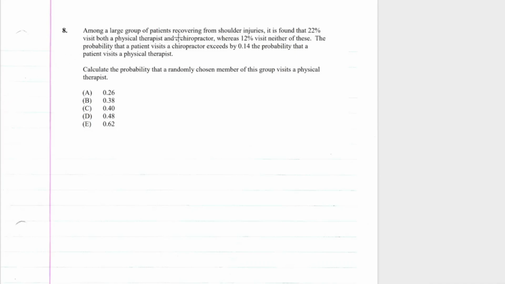Among a large group of patients recovering from shoulder injuries, it is found that 22% visit both a physical therapist and a chiropractor. So the probability that they both visit a physical therapist and a chiropractor is equal to 0.22, whereas 12% visit neither of these. So the probability that they don't visit a physical therapist and don't visit a chiropractor is 0.12.